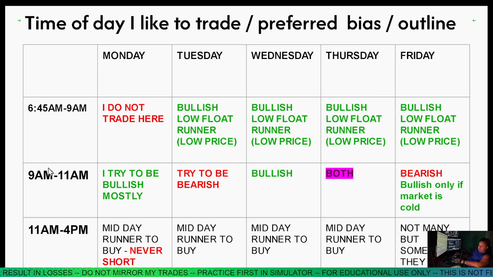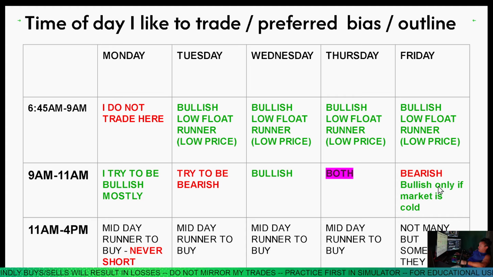Now, things change between 9 a.m. and 11 a.m., Monday through Friday. Between 9 and 11, I like to be mostly bullish and try to buy stocks that hold VWAP. On Tuesday, I try to short, because a lot of these tickers have problems breaking pre-market highs, so I like to primarily be bearish. Wednesday, I like to be bullish. Thursday, I like to be either bullish or both. And Friday is actually a pretty short day, so I like to mostly be bearish, to tell you the truth, maybe just short.